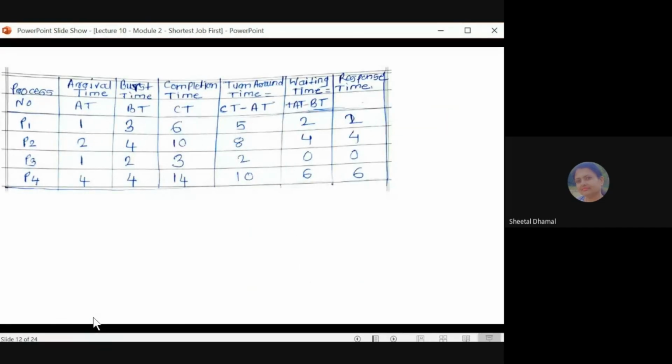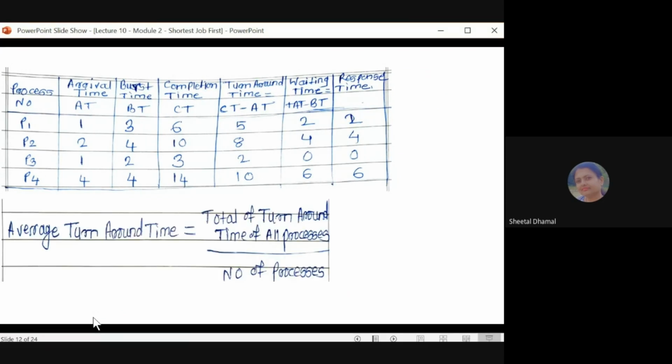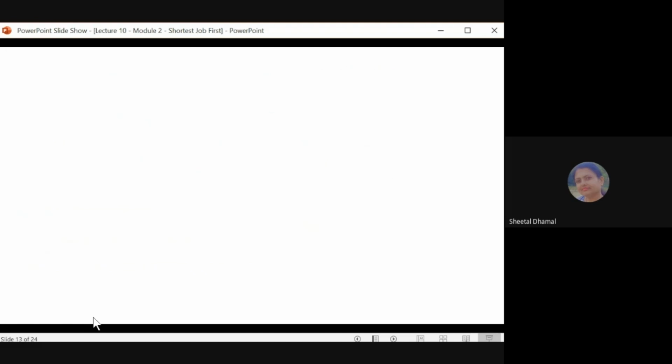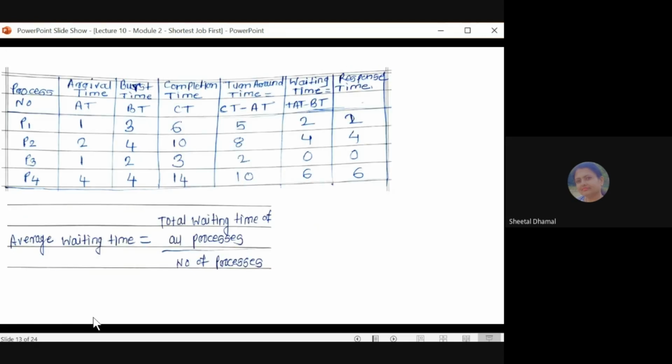Now, what is the next question? You have to find out the average turnaround time. Total of all the turnaround times of all the processes divided by the number of processes. So it is 6.25. Okay. Then average waiting time. The addition of all the waiting times, the total waiting time of all the processes, divided by the number of processes. So it is 3 time units.